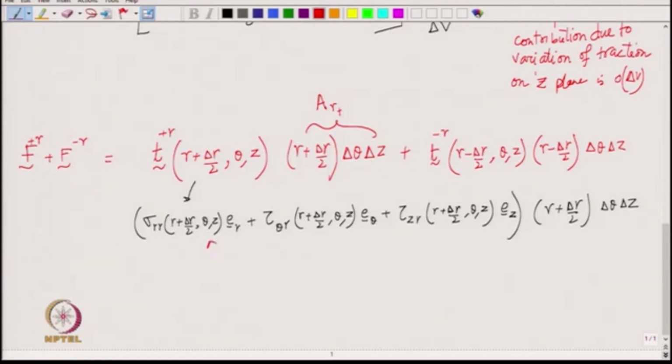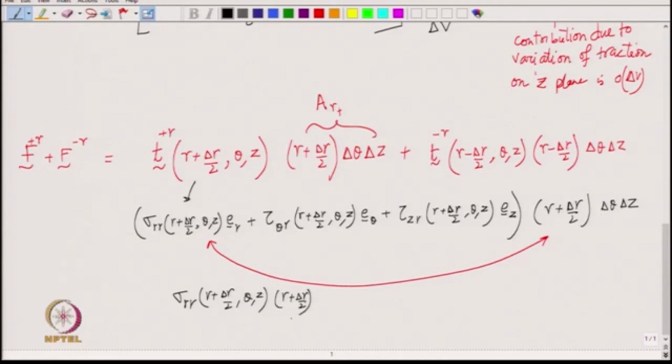So, basically let us have a look at this combination. That is sigma r r at small r plus delta r by 2, comma theta, comma z, into small r plus delta r by 2, is not it. So, this is the thing which is changing. So, we have to do its Taylor's expansion.